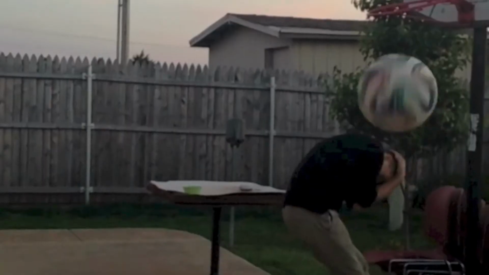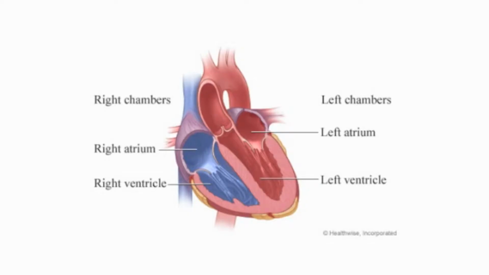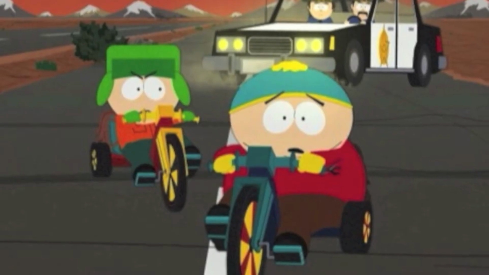The heart starts with these 4 different chambers. Left atrium, right atrium, left ventricle, right ventricle. This is as easy as riding your bicycle.